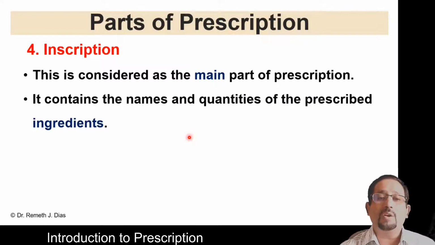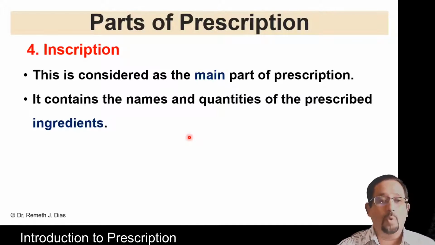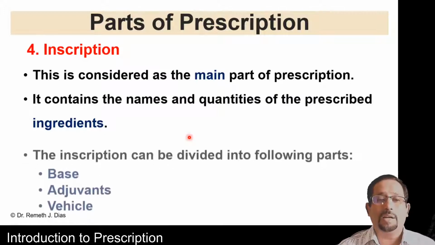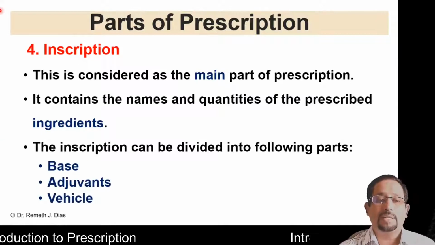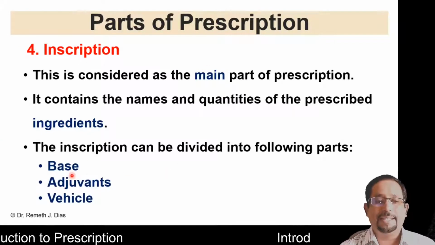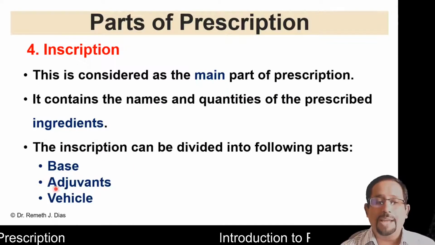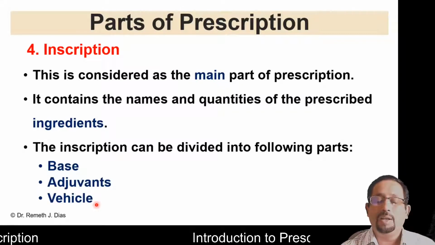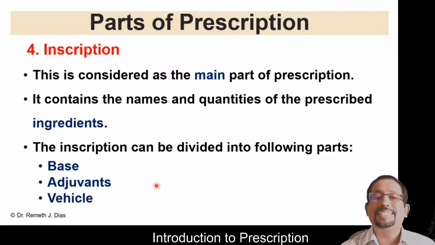Nowadays we are not compounding, but most of the time we are only dispensing the drugs. But in olden times, when the compounding of drug used to take place, the inscription was divided into 3 parts. The one is base. It is nothing but the active pharmaceutical ingredient which is converted into dosage form by using adjuvants or excipients and given in a suitable vehicle. So the prescription used to contain the base, adjuvant and vehicle so that the pharmacist can compound this medication.